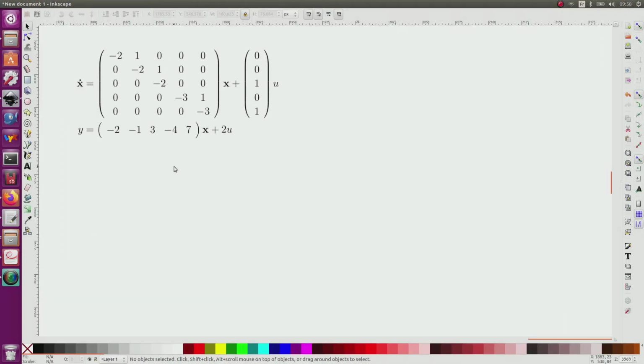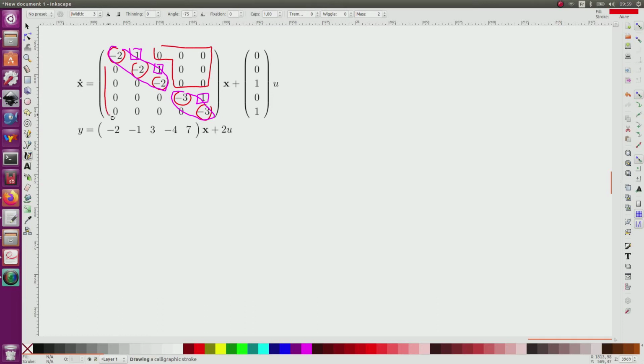This is my system, and I can see that it is in a normal form because on the diagonal I can see the eigenvalues. It is triangular, with the same eigenvalues as here. In this case, I am allowed to have ones here, or I may have zero or ones, but everywhere else, like here, I should have zeros. Moreover, to have a Jordan form, I need to have a one here.